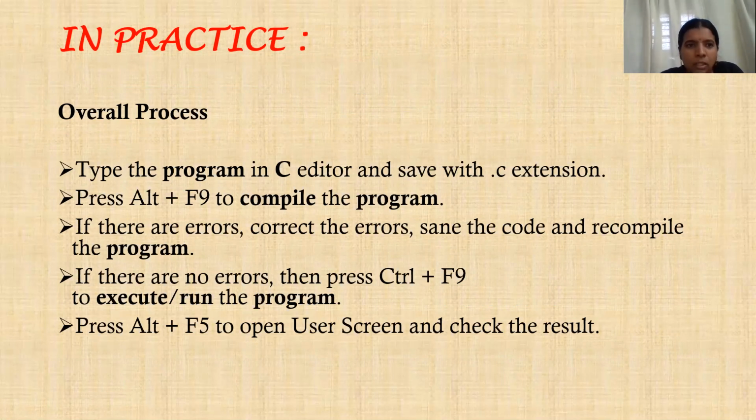In practice, the overall process is to open a text editor, any C editor, Turbo C editor or GCC compiler, whatever it is. Write your code, save it with a .c extension, and use Alt F9 to compile your program. If there are any errors, correct them and save the code. If there are no errors, press Ctrl F9 to execute or run the program.